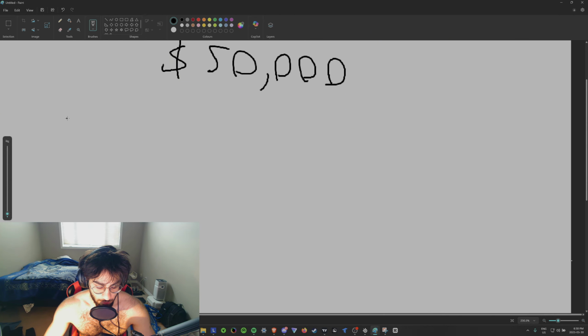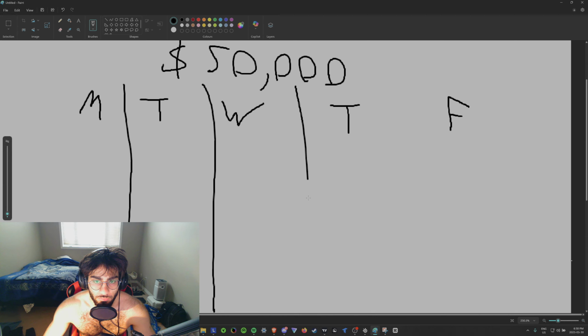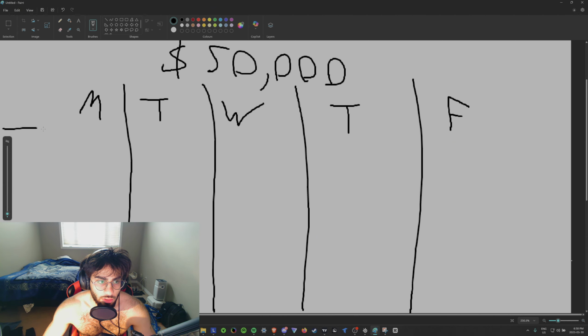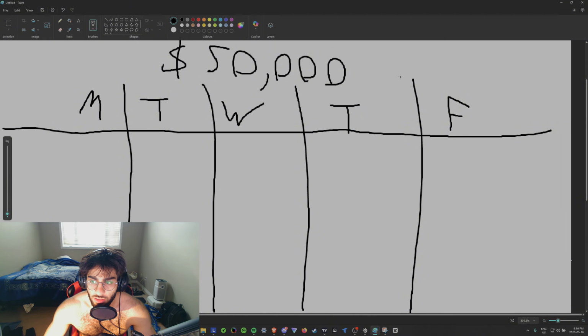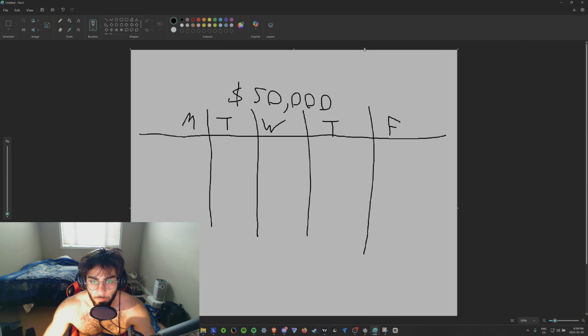Okay, so we have a new month. Let's say we have Monday, Tuesday, Wednesday, Thursday, Friday. And let's just say your model consists of a 2R at a 75% win rate. That's a very, very reasonable model. It's extremely probable. You can definitely get this if you stick to your rules.